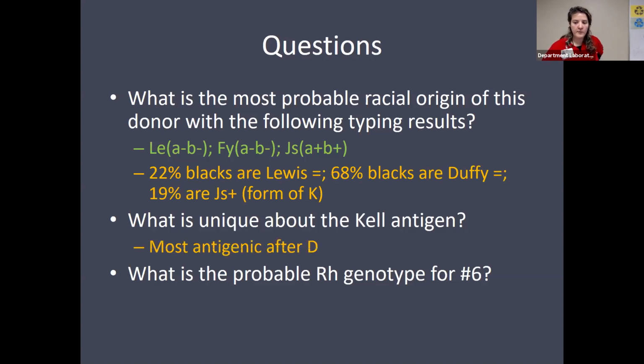All right, so what about the Kale antigen? What do we know about it? What are some characteristics of it? It's the second most antigenic. All right, so it's very strong, second only to D, like I mentioned earlier.